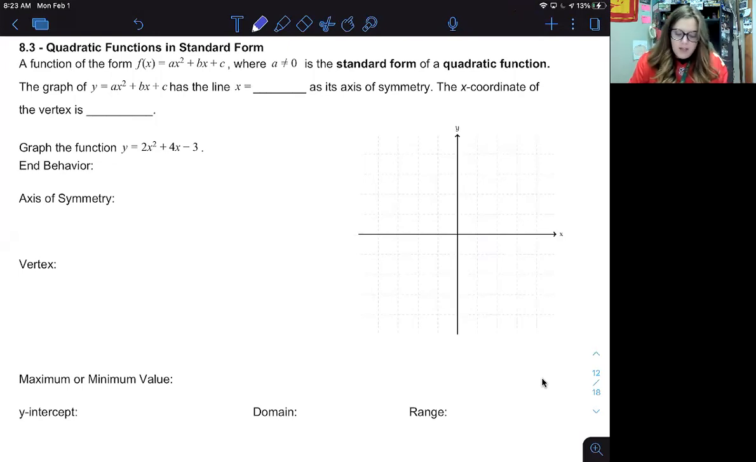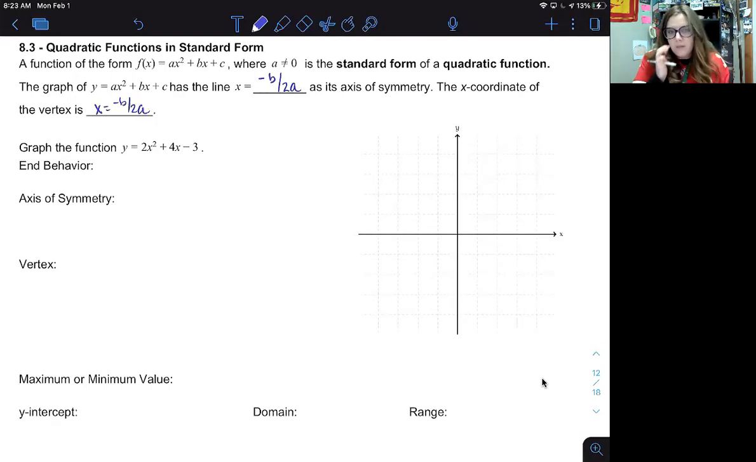The graph of y equals ax squared plus bx plus c has the line x equals negative b over 2a as its axis of symmetry, and the x-coordinate of the vertex is also x equals negative b over 2a.